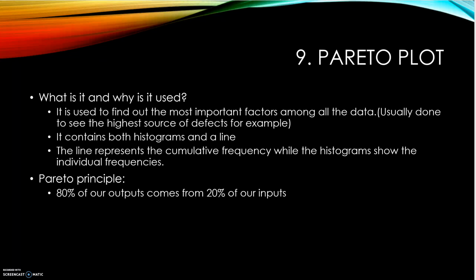For our ninth topic, we're going to be talking about the Pareto plot. It is used to find out the most important factors among all the data, usually done to see the highest source of defects, for example. It contains both a histogram and a line, where the line represents the cumulative frequency, while the histogram shows the individual frequencies. The Pareto principle shows that 80% of our outputs come from 20% of our inputs. Or, for example, 80% of our profits come from 20% of our customers, if you want to put it that way.